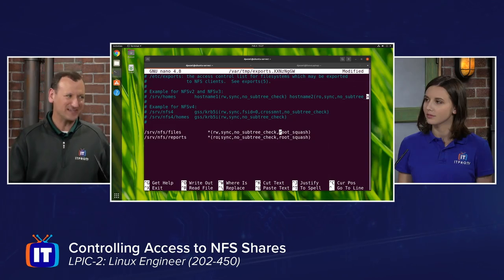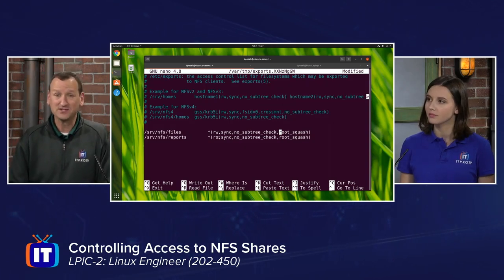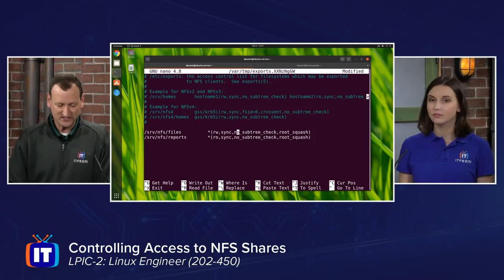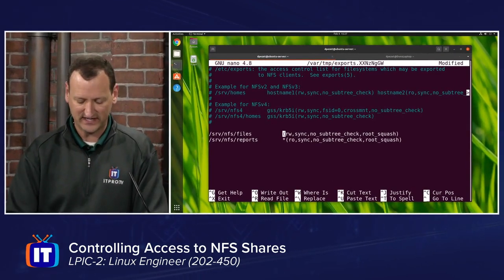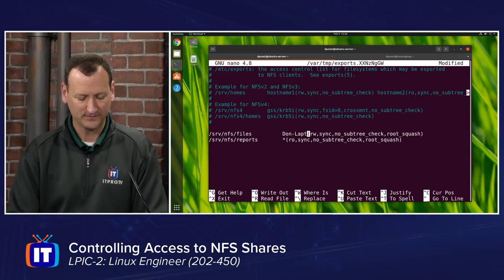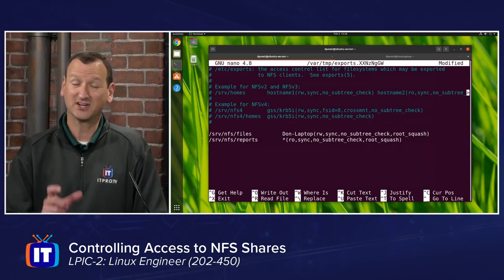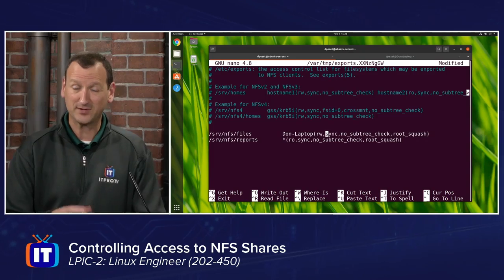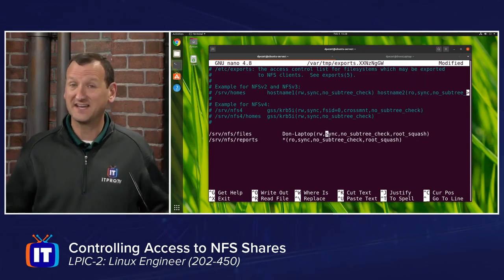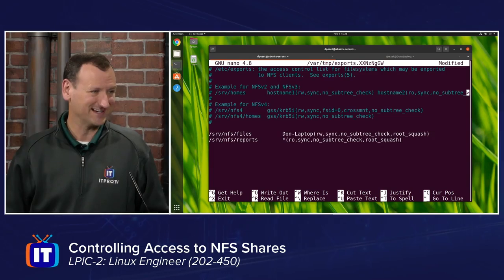Yeah, so that's where the IPs kind of come in. And not just IPs, you can do host names as well. So for example, on files here, I might say Don Laptop. So now if a machine tries to connect and its host name is set to Don Laptop, it'll be allowed to connect. If its host name is set to anything else, it won't be able to connect, right?